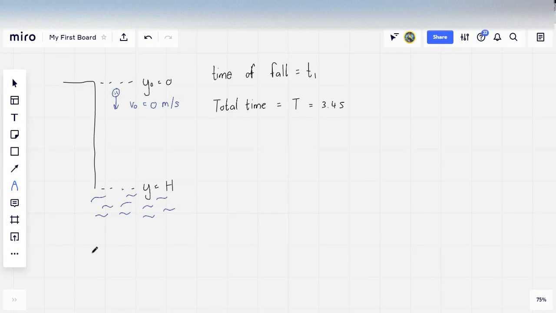In this problem on kinematics, we are told that a rock is dropped from a sea cliff and the sound of it striking the ocean is heard at a time of 3.4 seconds later, and we want to calculate the height of the cliff using this information.